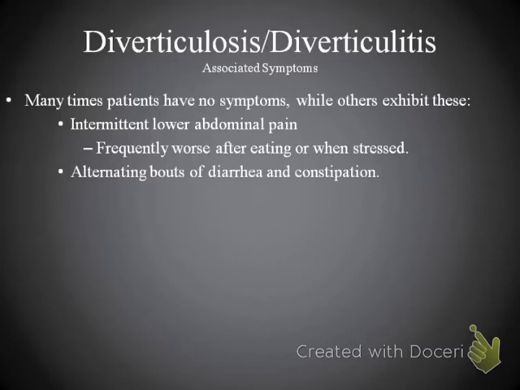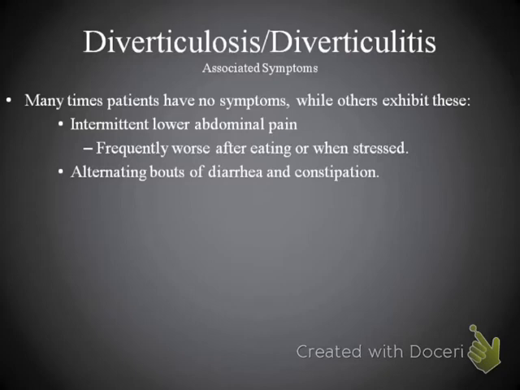So, the symptoms of diverticular disease. Many times patients have no symptoms, while sometimes others exhibit these. Intermittent low abdominal pain, frequently worse after eating or when stressed, and alternating bouts of diarrhea and constipation. And so this alternating bouts is usually what people associate with diverticular disease. Sometimes patients feel like they can't have a bowel movement, and then potentially the next day they can't control their bowels. And so alternating bouts like this are quite normal and quite indicative of diverticular disease.